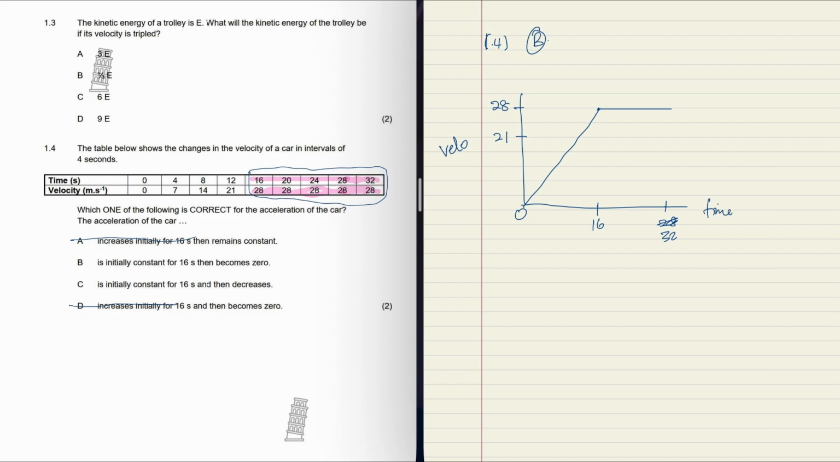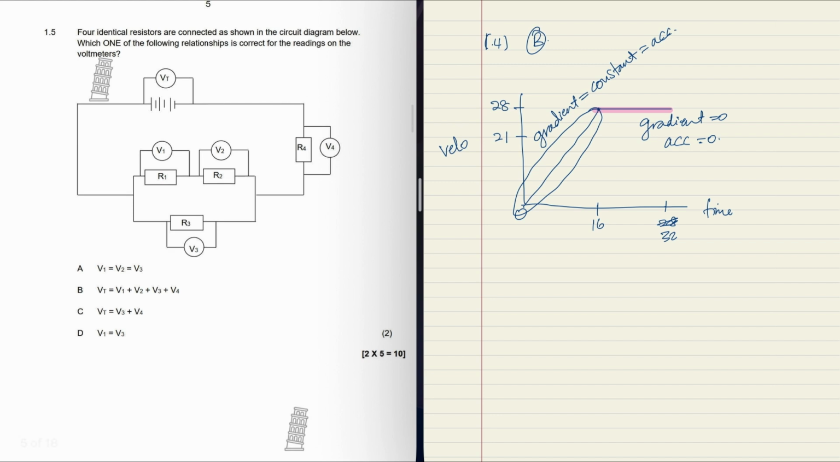Now, if you remember, the gradient of a velocity time graph gives us the acceleration. So here, if we calculated the gradient there, the gradient is constant. It is a straight line. So gradient is constant. That means the acceleration is constant. And then this part here, there is no gradient. The gradient is 0. That means the acceleration is 0. Now let's take a look at question 1.5.